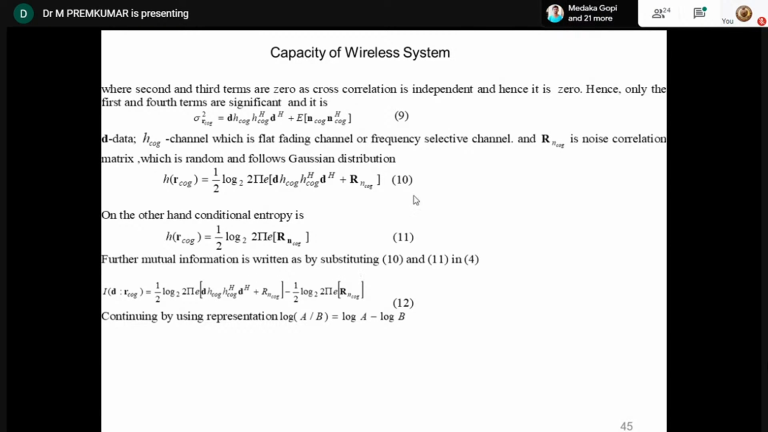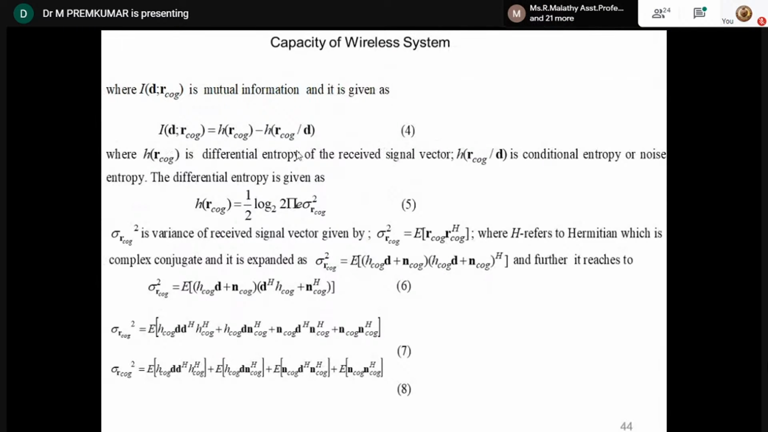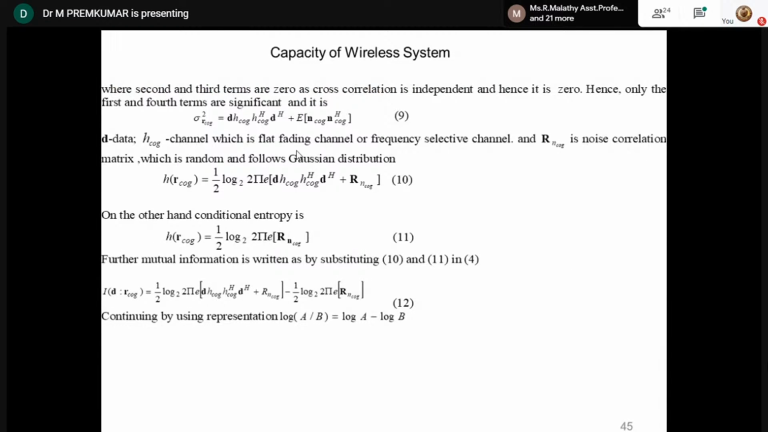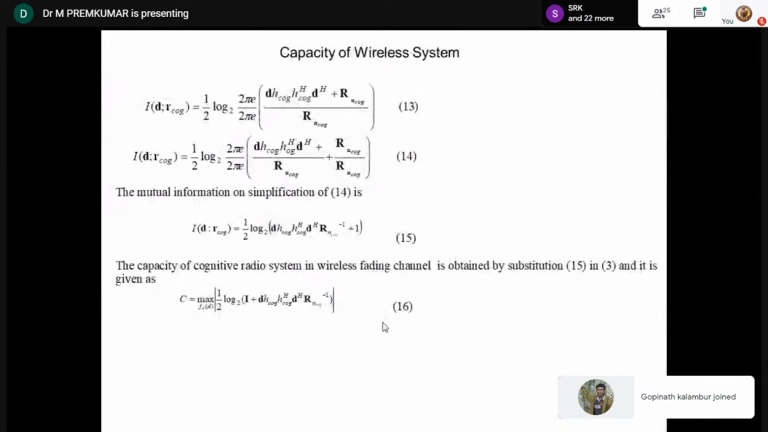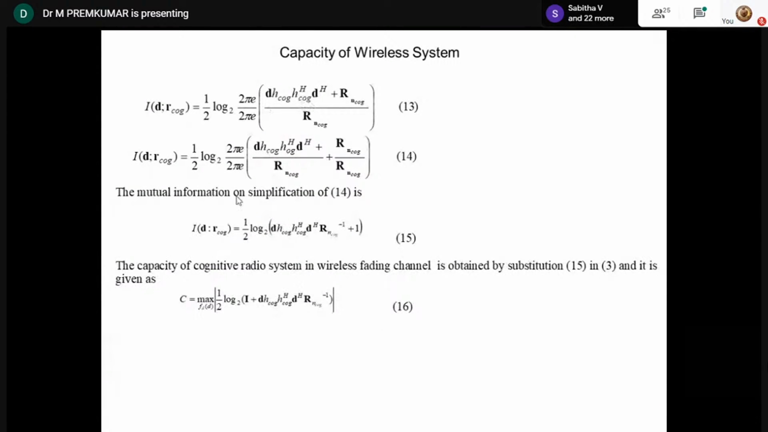Mutual information: substituting 10 and 11 in 4, and using the log A by B representation, log A minus B, you can simplify further. This gives the mutual information of any particular cognitive radio system, which is the considered case study. If you maximize this over the source probabilities of the given data, you will be able to obtain the cognitive radio capacity.